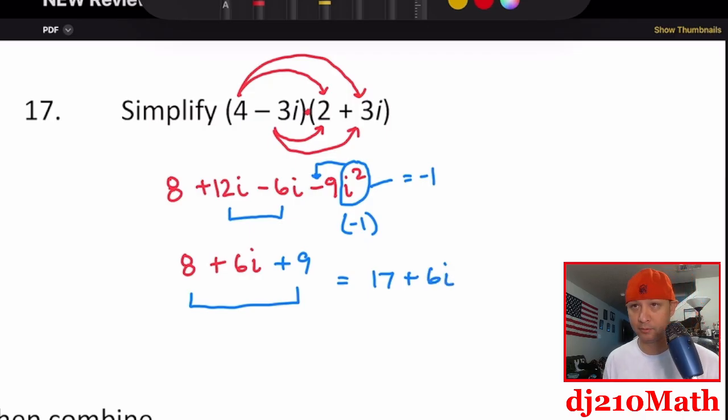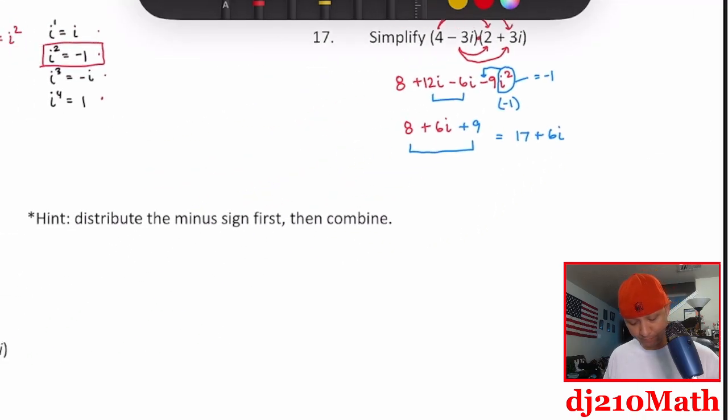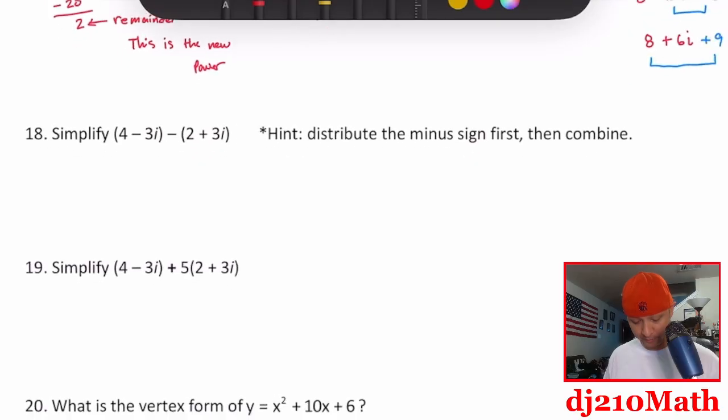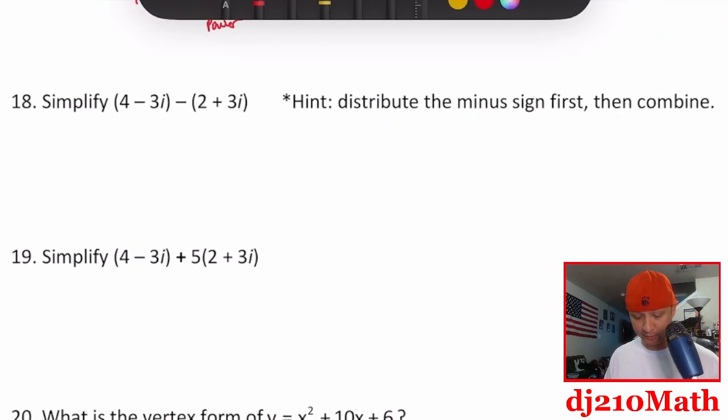Typically, you write the i second. Okay. Number 18. So we're subtracting now. Hint, distribute the minus sign first. Because it's being subtracted, we're not doing what we just did with FOIL. We're just subtracting. So you don't even necessarily need the hint, really. 4 take away 2, negative 3 take away 3.